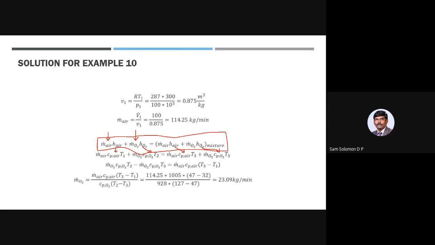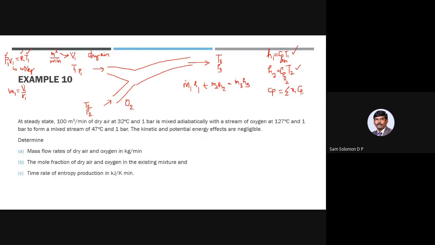Now they have kept the oxygen terms on one side and the air terms on the other side, and they have estimated the value of the mass flow rate of oxygen. So that is 23.09 kilogram per minute. If m dot O2 is known, then if you add m dot O2 and m dot air, that will give you m dot for the entire mixture. But that is not asked, so let's not worry about that.